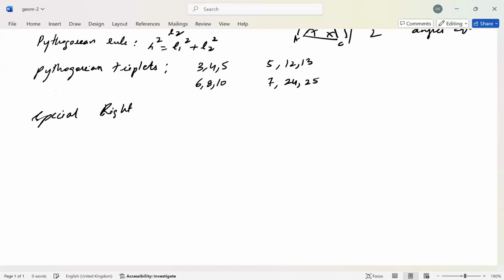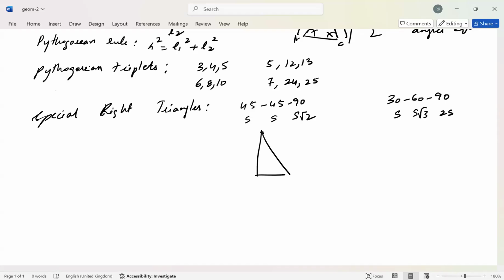special right triangles specifically: 45-45-90 and 30-60-90. For 45-45-90, the sides are S, S, and S root 2. For 30-60-90, the sides are S, S root 3, and 2S. For 45-45-90, this is 90, these are 45 and 45, then these would be S, S, and this would be S root 2. For 30-60-90, opposite 30 is S, opposite 60 is S root 3, and opposite 90 is 2S.